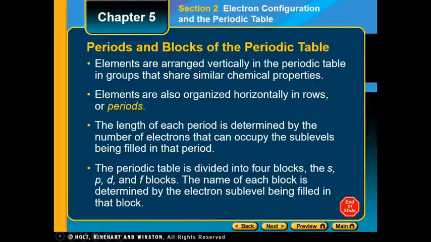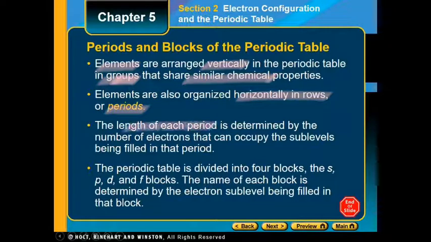Elements are arranged vertically in groups. So elements in their vertical columns are in groups. This is where you have your similar chemical properties. That does not so much appear in a period. The horizontal rows are called periods.